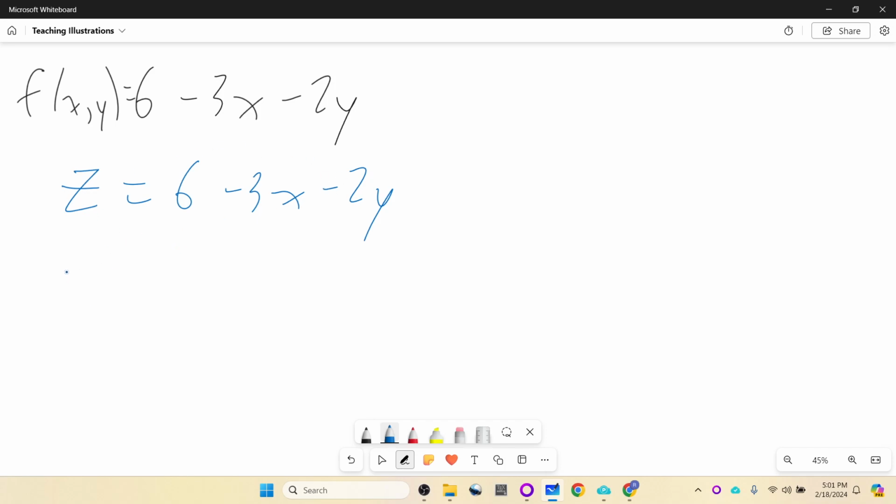We can move these over and get 3x plus 2y plus z minus 6 equals 0. And so instead of having a plug in and take out thing, an input-output, we just have this equation, which hopefully you recognize as the equation of a plane.